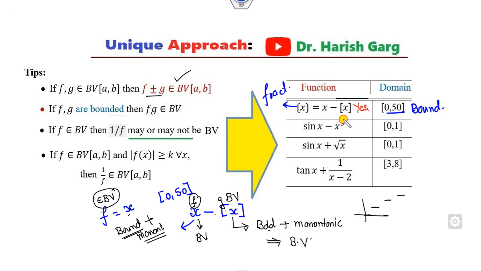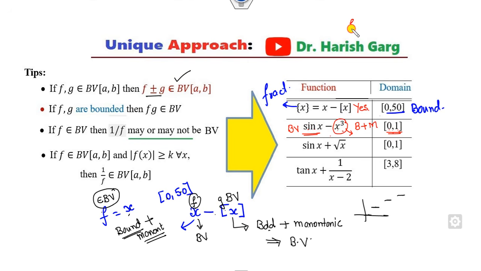Look at this one. Again, x cube over this domain is bounded plus monotonic, because x cube is a monotonic function. So it's of bounded variation. Sin x is a bounded function over 0 and 1. Sin x is a monotonic function over 0, 1. So yes, this is also of bounded variation. The difference of them is also of bounded variation.